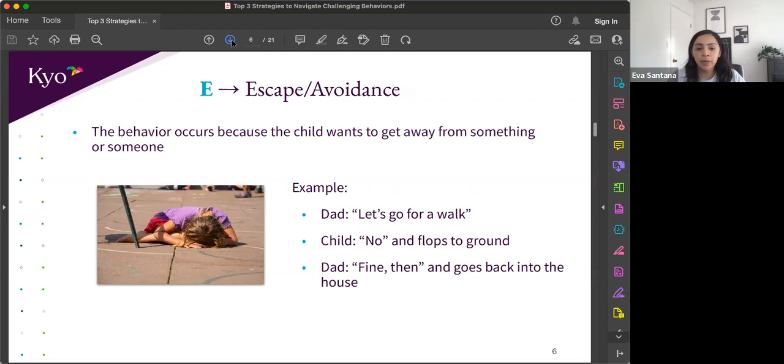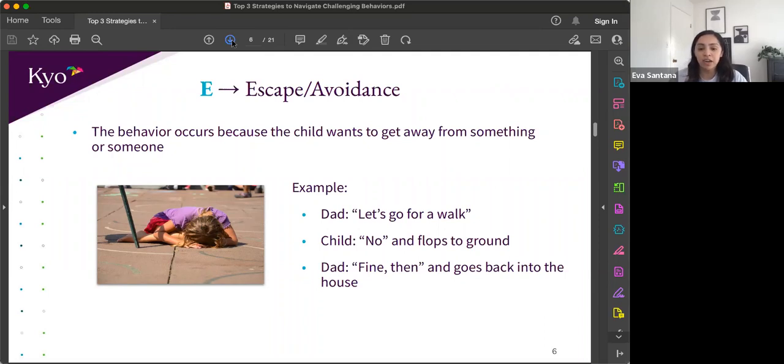So here's an example of escape avoidance behavior. We have a dad maybe asking their child to go for a walk, and let's assume going for a walk is non-preferred. The child says no and flops on the floor. Once dad sees the behavior of flopping and vocal protest, the dad then says, fine, we'll just go back home inside. We won't go for a walk.